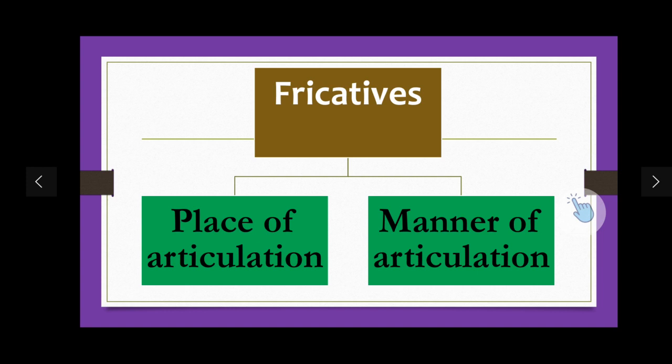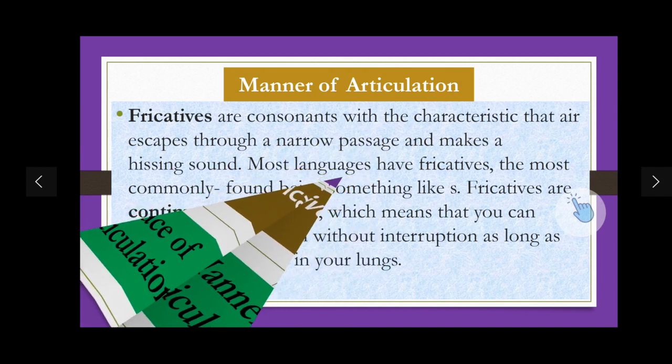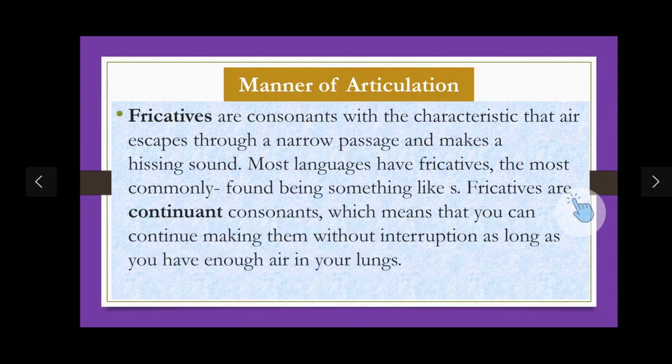Now when we say place of articulation, we are answering the question where the sound is produced, or what organs of speech are used in the production of a fricative sound. And when we say manner of articulation of fricatives, we are referring to how a fricative sound is produced. Not where, but how, or what is the mechanism of the production of the speech sound. So manner of articulation answers the question how, while place of articulation answers the question where. So let's discuss these fricative sounds in detail now. First, we will talk about manner of articulation.